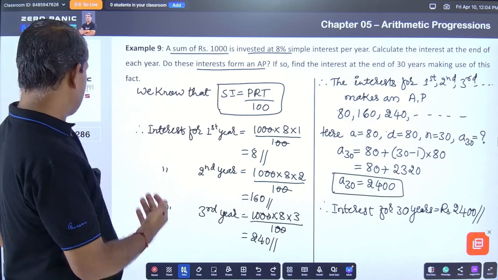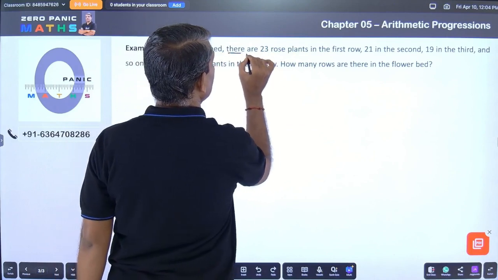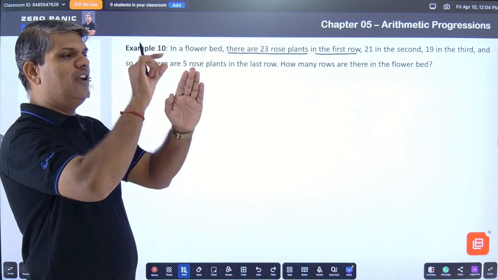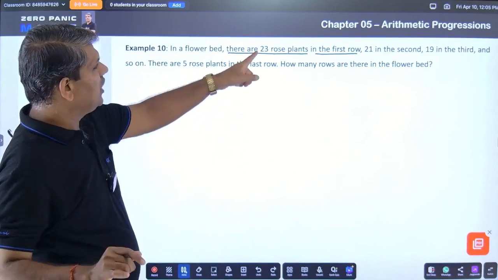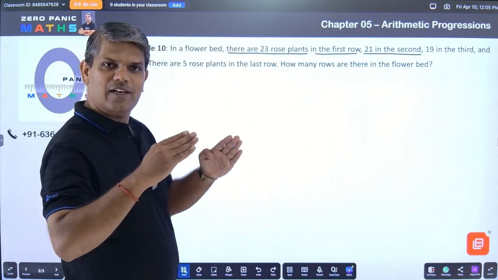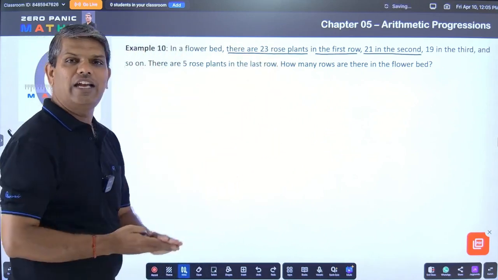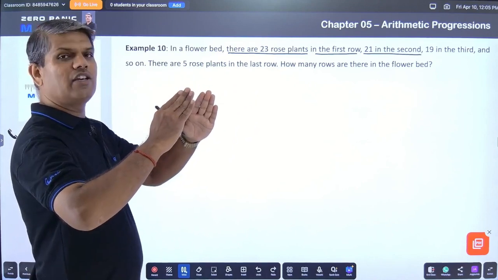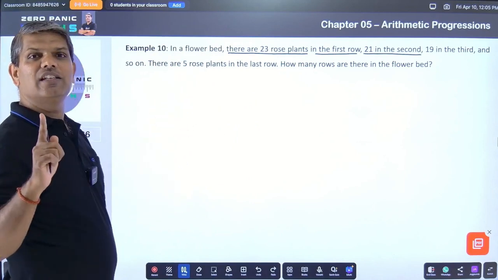Okay, let us see. It is a flower bed. There are 23 rose plants in the first row. In the second row they are keeping 21 roses, reducing by 2. 19 roses in the third row, and so on. So what will be our arithmetic progression? 23 in the first row, 21 in the second row, 19 in the third row, reducing by 2 each time. So A is 23 and D is minus 2.